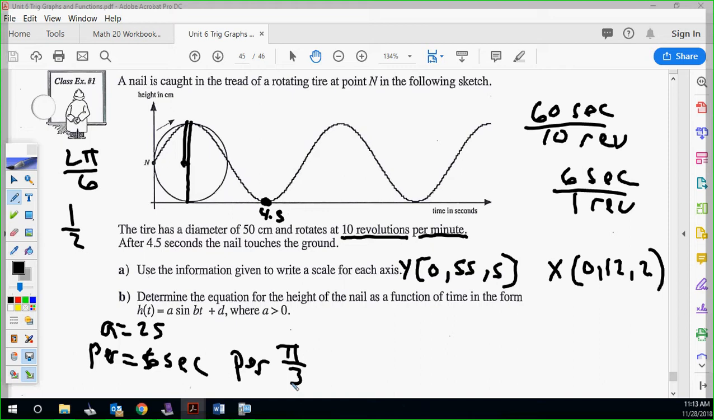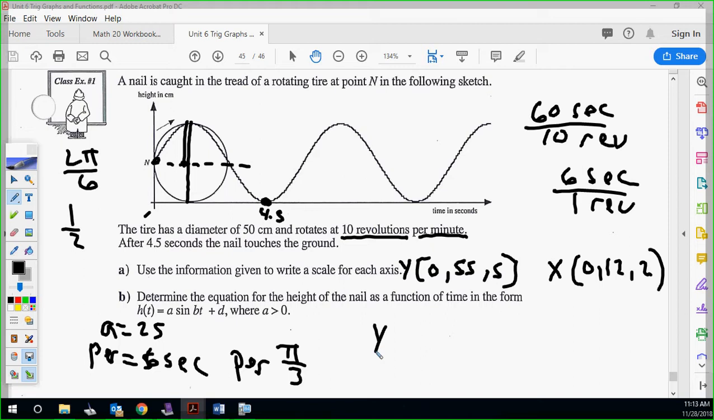And then what is my displacement? What's my midline? 25, right? This tire is 50, halfway is 25. So that means we start up at 25. That's for the nail. If you're saying, wait, it comes back down to 0, you're right, but they want to start here, where the nail currently just got hit in the tire, apparently. So we do have to go plus 25. Yes, D is 25. There's no C value. We're not going to shift it.